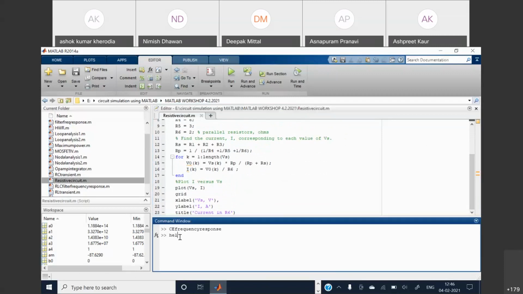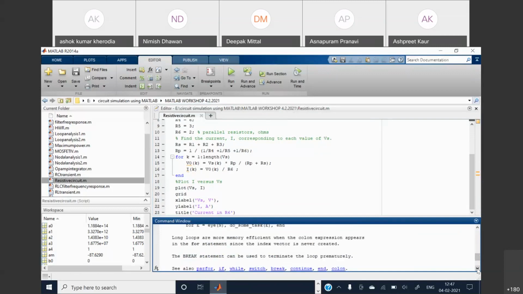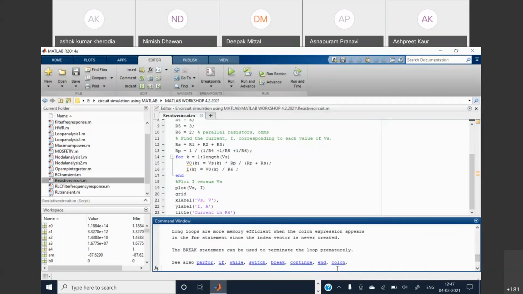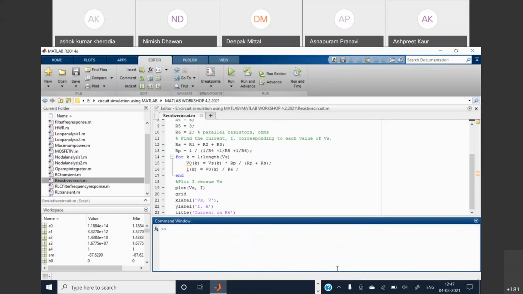Suppose you write help for, and you can see what it does. It repeats statements a specific number of times, and the general form is for variable, expression, statements, and end. For and end are combined, forming a pair. So we take one variable k and determine how many times to repeat.